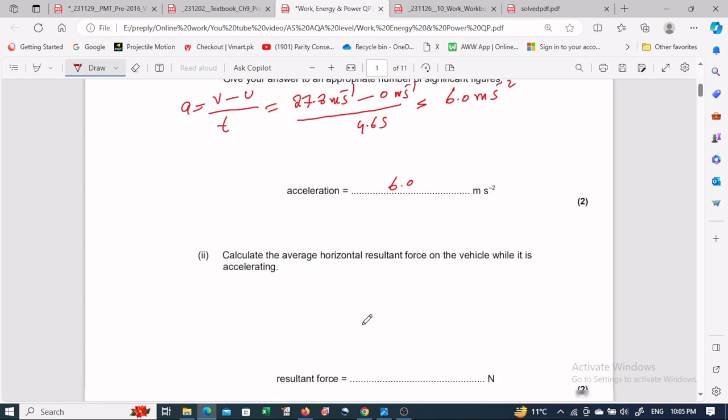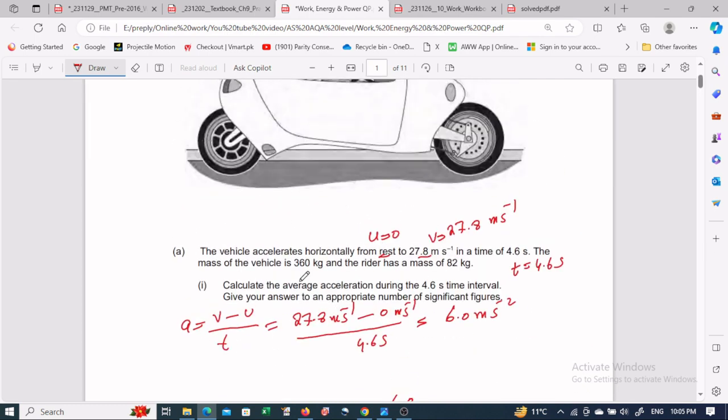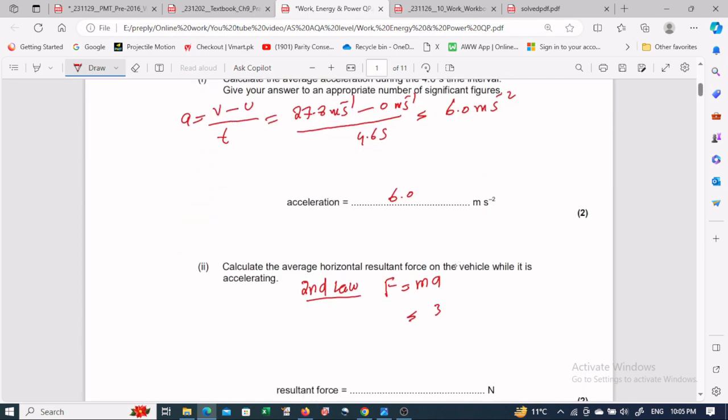Now for part B, calculate the average horizontal force. In order to find the force, we use Newton's second law, F is equal to ma. The mass is the combined mass, that is 360 plus 82 kilograms, multiplied by the acceleration, 6.0 meters per second squared. So we just multiply and we get the answer, 2652. So this is the average horizontal force.